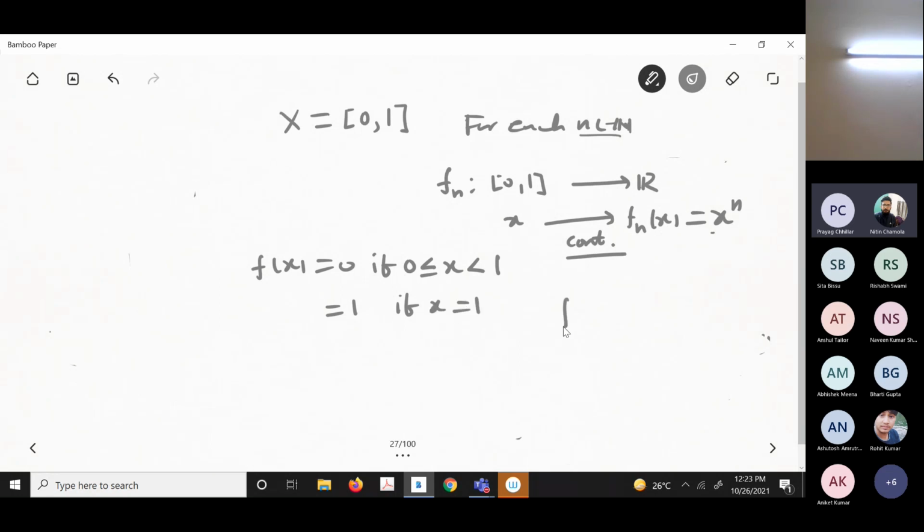Then look, f_n(x) goes to f(x) pointwise, what you are writing. When uniform convergence, you write functions like this, but pointwise convergence holds for all x belonging to [0, 1). Because it actually is less than 1 and it goes to 0. And for 1, everything will be 1. It will be a constant sequence. That means pointwise it is converging. Right. But this convergence is not uniform.